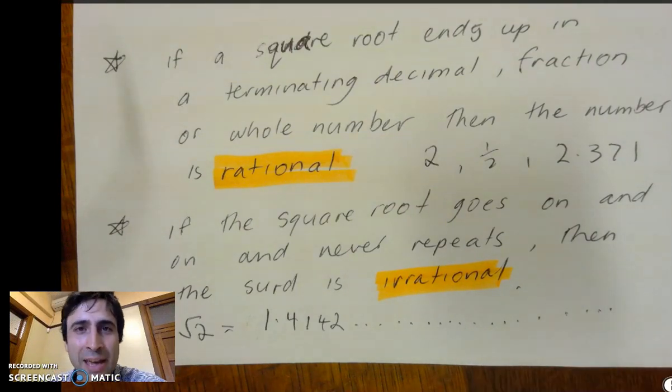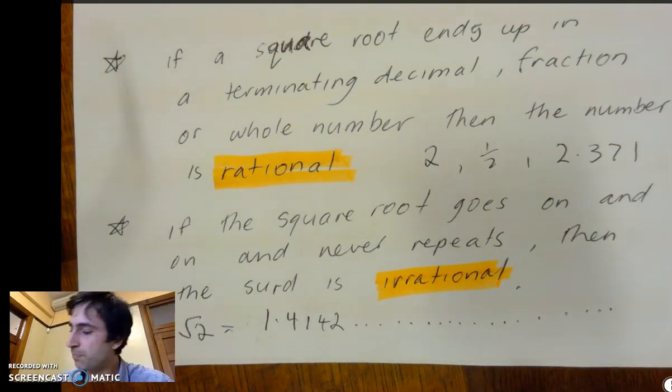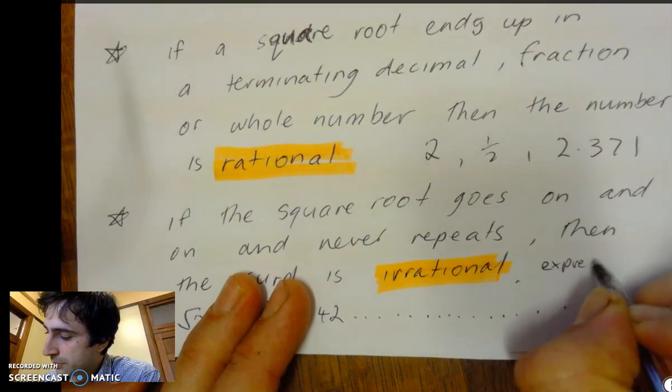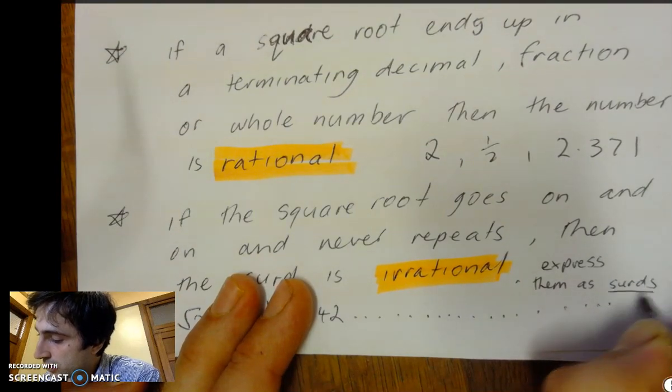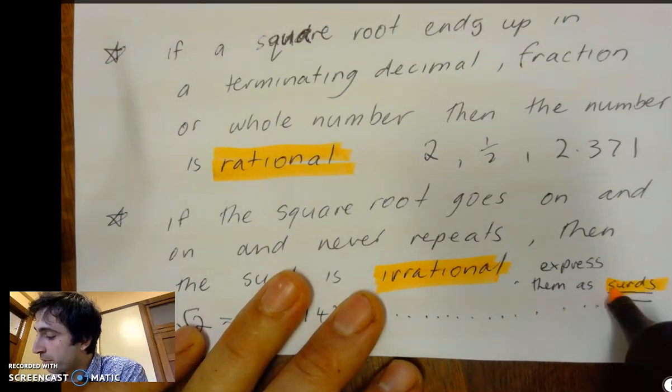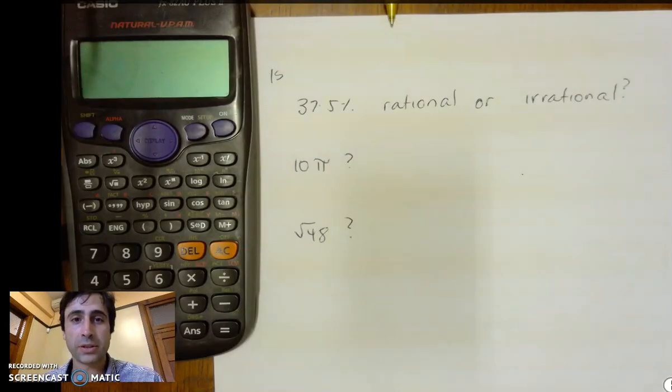We can't get our head around that. Okay? It's nuts. We can imagine a number that never ends, that goes on for infinity, but we can't really get a proper understanding of it. And so we call these irrational, because they're crazy. And so what we do with our irrational numbers is we express them as surds, because it's so much neater and so much easier for us to deal with.